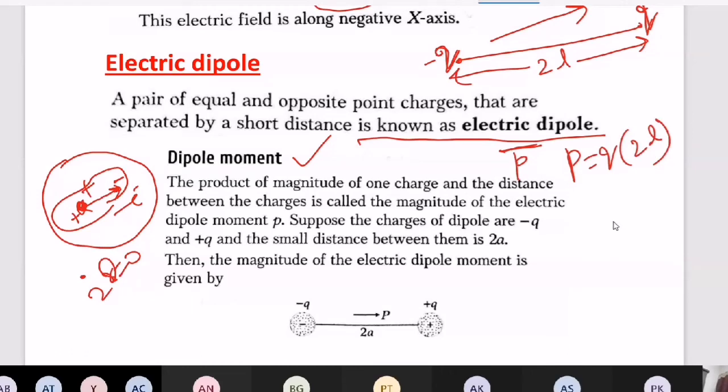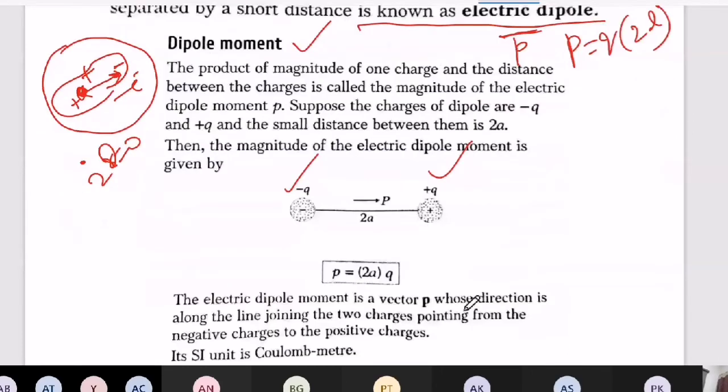Here minus q is there, plus q is there. They are separated by some distance. Let's take 2a or 2l, whatever it is. So the dipole moment means charge, any one charge, because both are the same magnitude, times the distance between them.